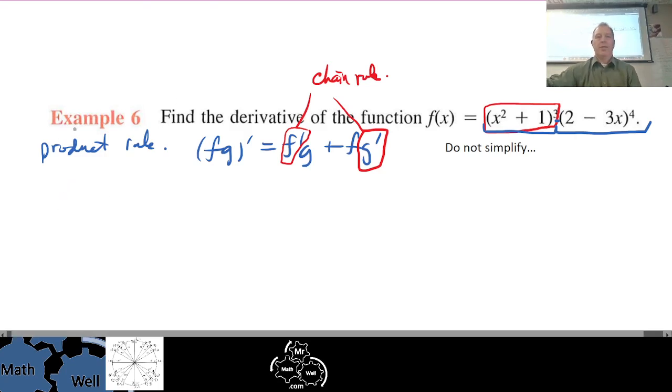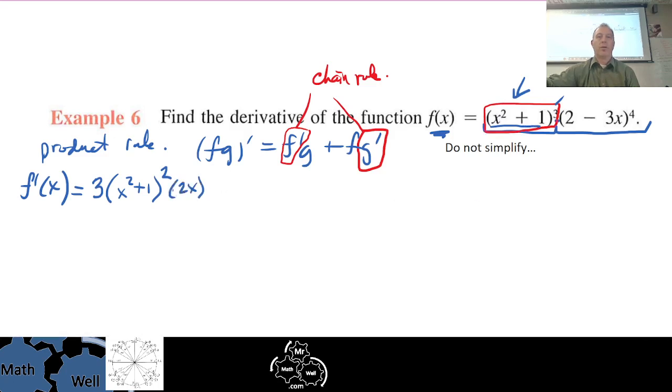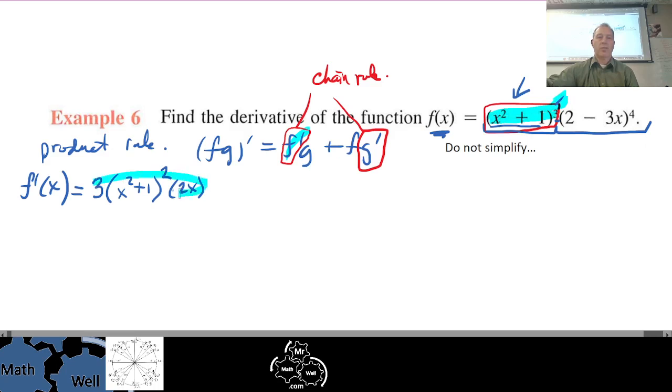So let's do f prime of x here. This is going to be the derivative of the first times the second. So the derivative of the first is what we'll focus on first, and that's going to be 3 times (x squared plus 1) to the power of 2, using the power rule, along with now the chain rule, times 2x. So f prime in this product rule is the derivative of this, which is this. You with me? Or have any questions?